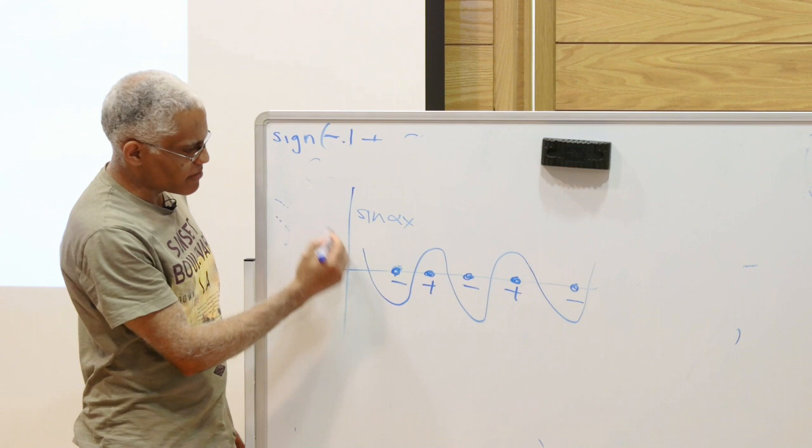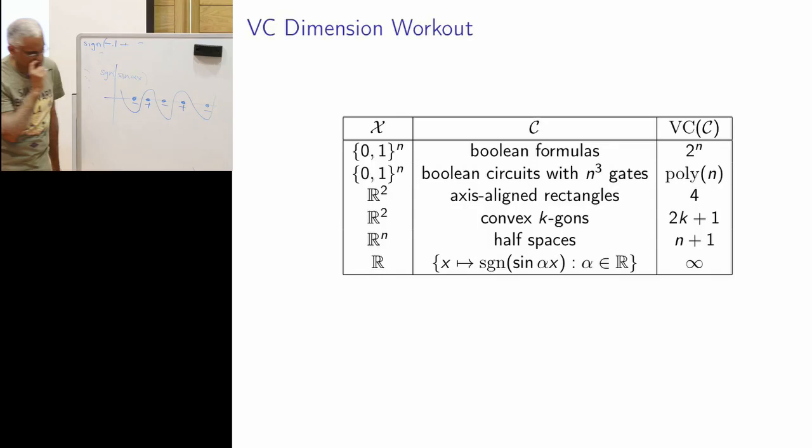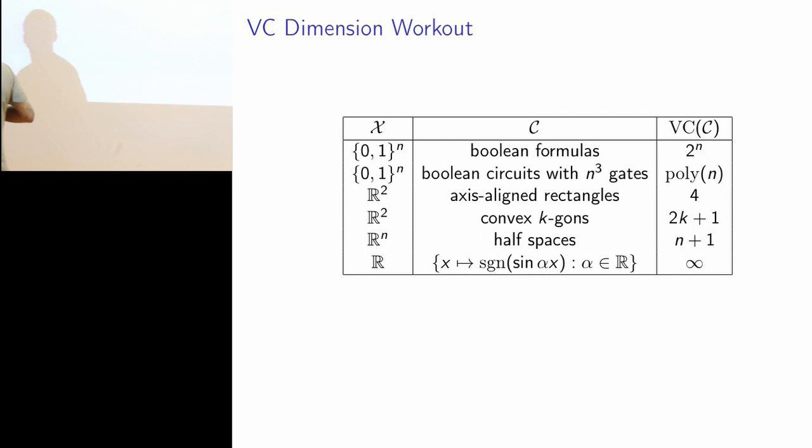So if I take the sign, when sine is negative, I get minus. When sine is positive, I get plus. When sine is negative, I get minus. So the VC dimension here is infinity.